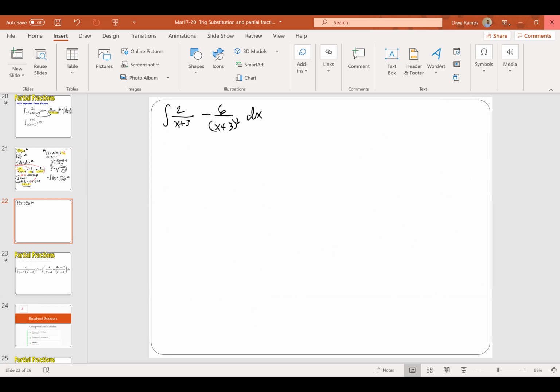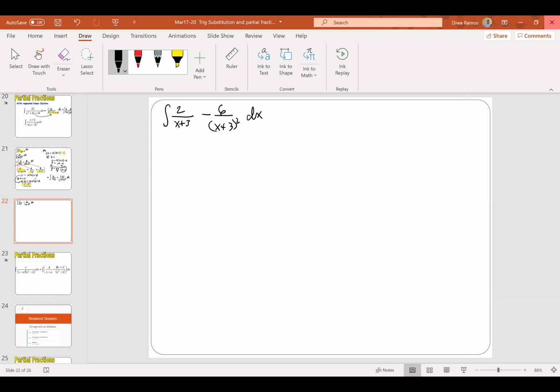Now, it looks like this was a lot simpler than the other page. But don't be deceived. Definitely this part here will be your ln case, your ln of x plus 3 with the 2 in front of it. However, this one is not because that's a square. So we'll probably be using the power rule here. And why does it fit the power rule requirement? Because you can write that as x plus 3 to the negative 2.